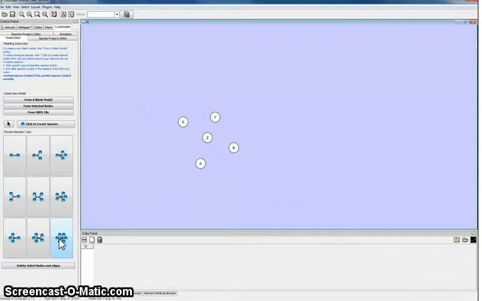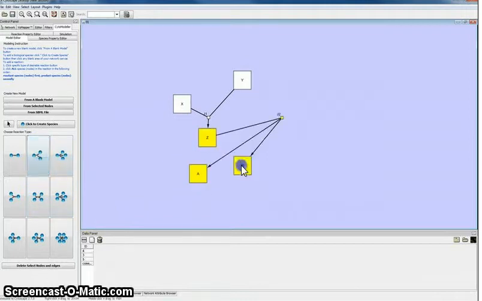Now we will add a 2-to-1 reaction between the species X, Y, and Z, meaning X plus Y react to form Z. Next we will add a 1-to-2 reaction between Z and A and B, which means Z produces A and B. Finally, we add a 1-to-1 reaction between B and X, which means B can produce X.